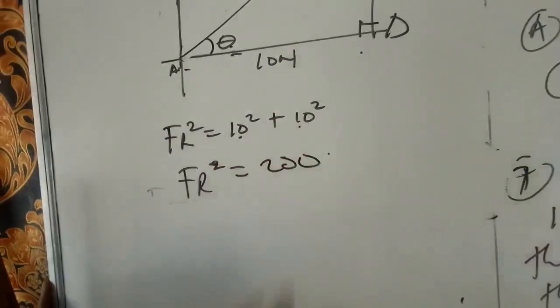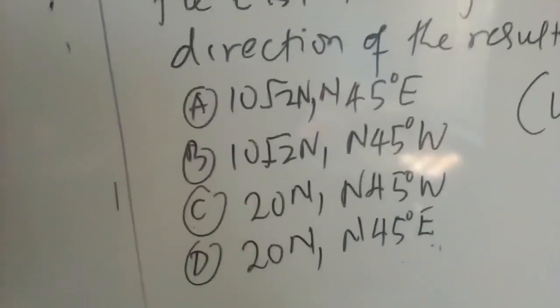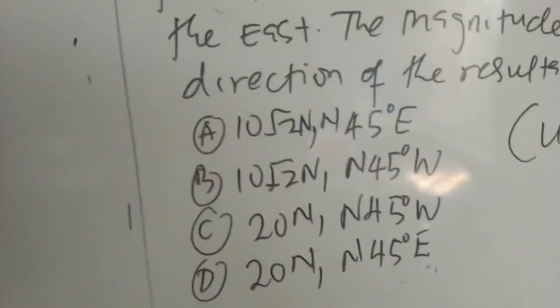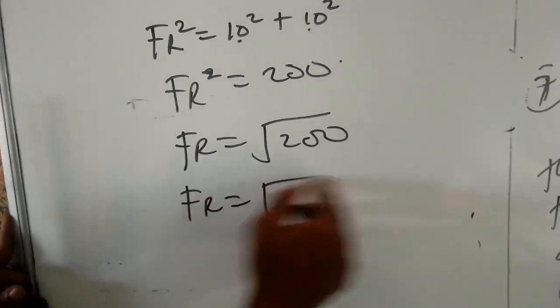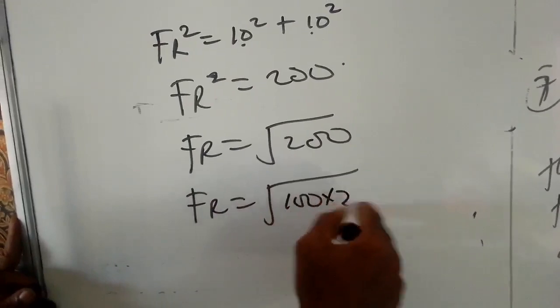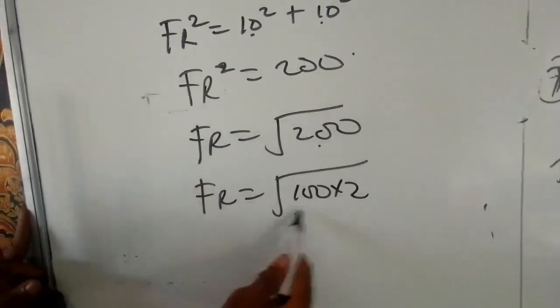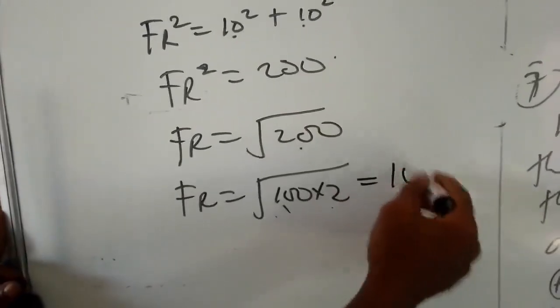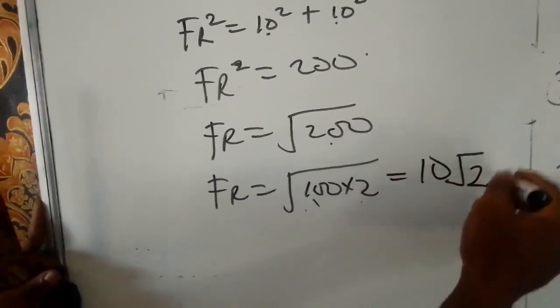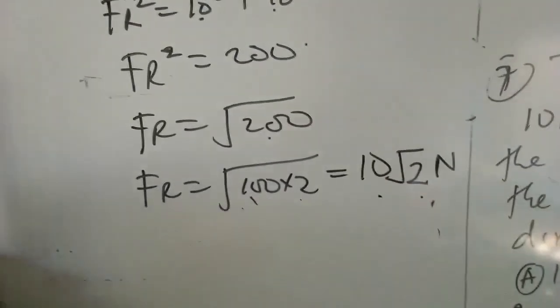If you look at the options, the answers are provided in root form, in short form, irrational numbers. So we have to put it in short form. So FR becomes square root of 200, which is square root of 100 times 2, breaking it. Out of these two numbers, 100 is a perfect square. So square root of 100 is 10, bring out 10, then root 2. So the resultant is 10 root 2 Newton.